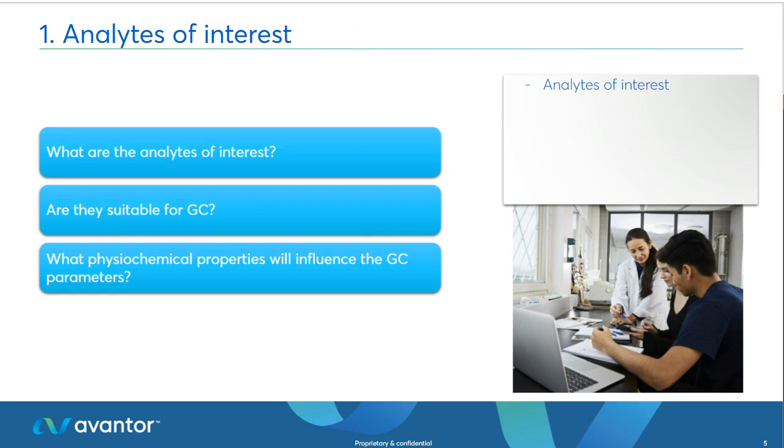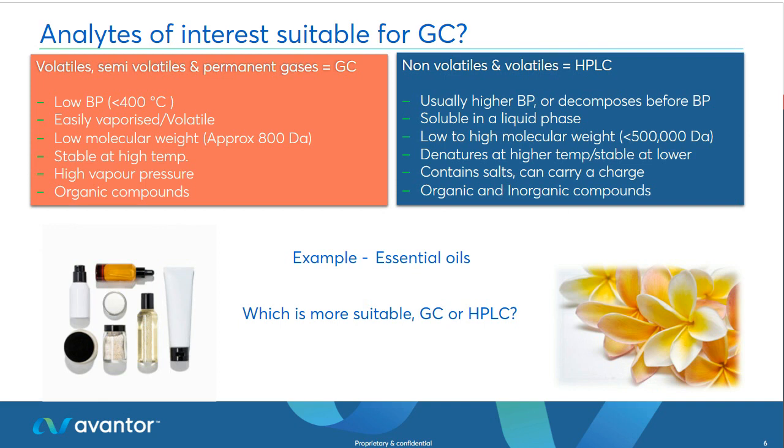When we think of the analytes of interest, we need to establish what they are. We need to check if they're suitable for GC, and what the physiochemical properties are and how they'll influence the GC parameters. So when we're looking at GC and HPLC suitable analytes of interest, we want to make sure that we're going in the right direction. For GC, we want low boiling point below 400 degrees, easily vaporized, low molecular weight. We want stability at high temperature, high vapor pressure, and organic compounds.